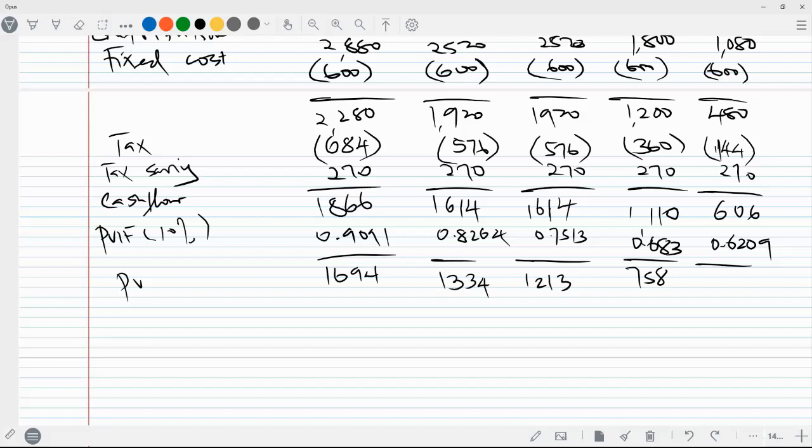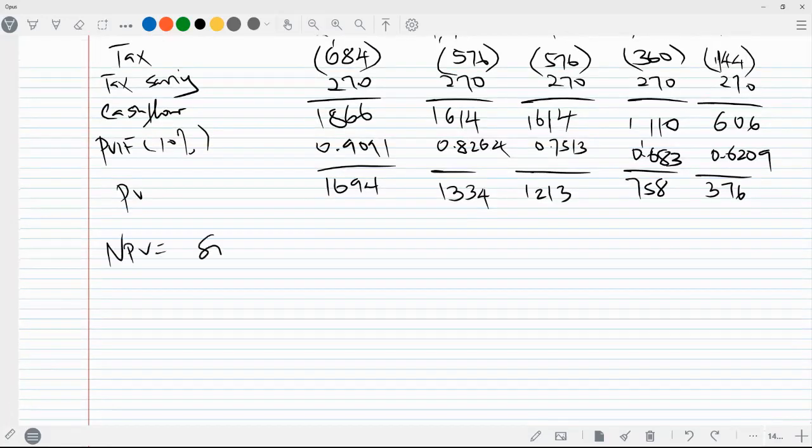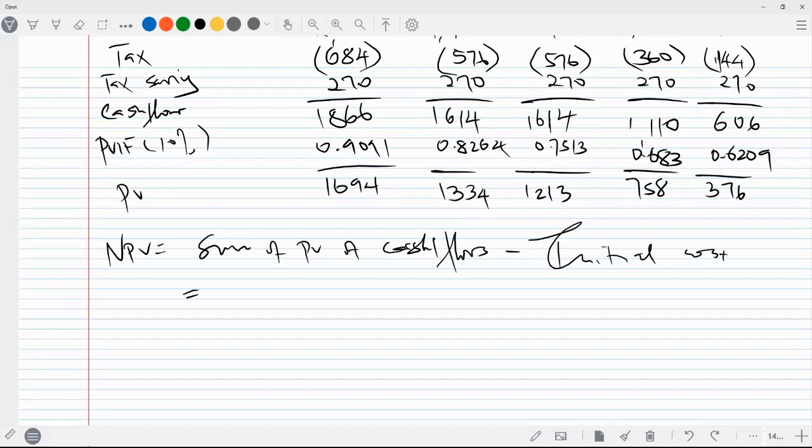I hope you're confirming my workings. I'm not sure whether they are correct. 376. Therefore, to get NPV is the sum of present value cash flows minus the initial cost. The sum is equal to 5375 minus the initial cost. The initial cost of this investment, I think, was 6 million. I don't know. I lost track of the question.